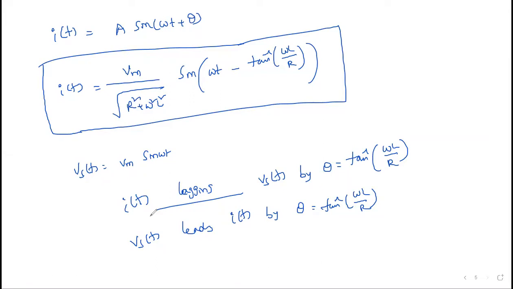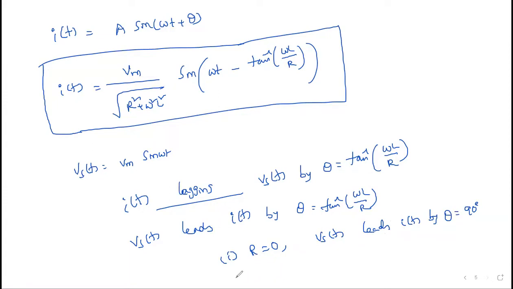If the circuit is an inductive circuit, then voltage leads current. If it is a pure inductor, the voltage leads by, for example, in this case you assume R is equal to 0. There is no resistance. Then what will be this angle? 90 degrees. Then Vs of t leads current by theta is equal to 90 degrees.